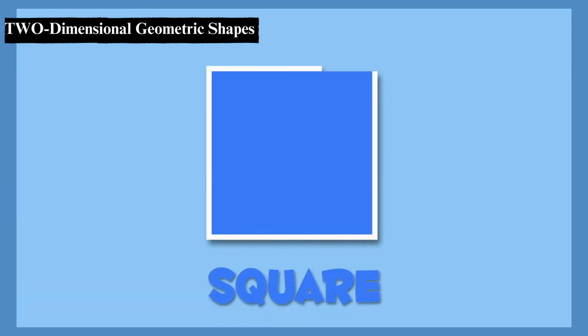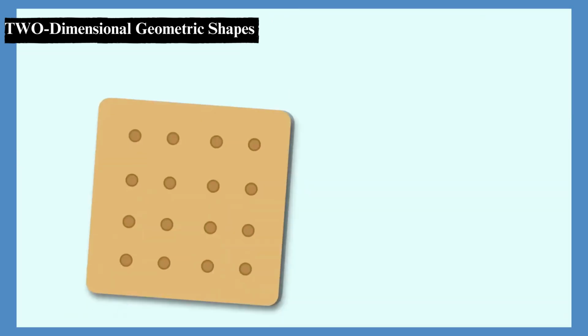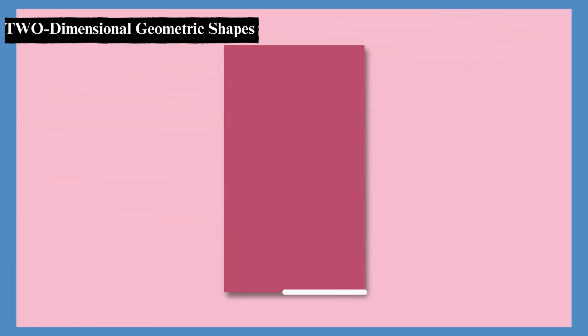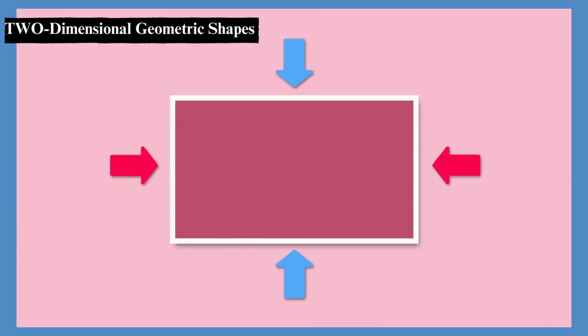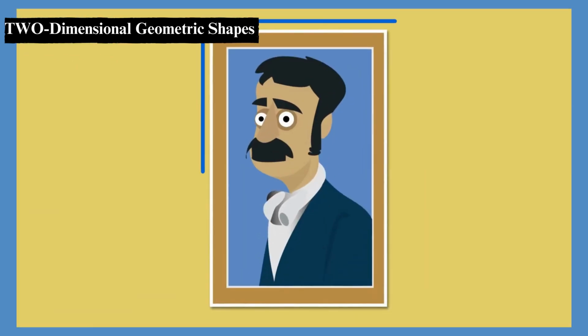This is a square. This square looks like sandwich bread. Or like this cookie. No more food talk, I'm feeling really hungry. This is a rectangle. It has 4 sides, like the square, but they're not identical. Only its opposite sides are equal in length. A rectangle looks like this bill. Or like this picture frame.